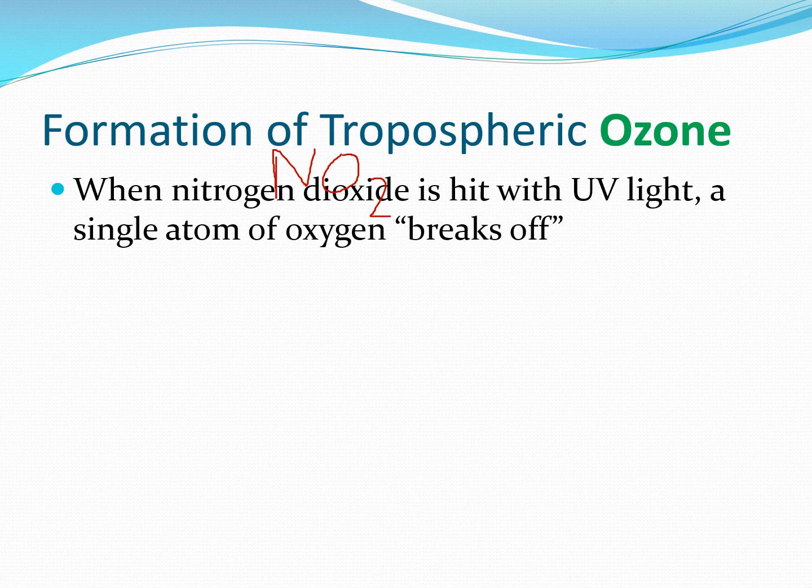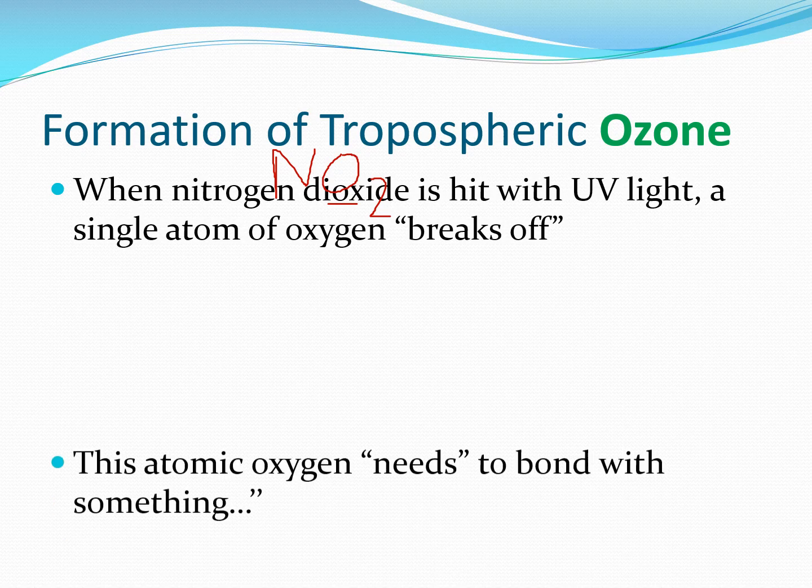Well, the sunlight hits it, and the sun generates UV light, and UV light is a molecule buster. It breaks apart molecules, busts apart bonds. So when the UV light hits the nitrogen dioxide, a single atom of oxygen breaks off because it's NO2. So one of those oxygen atoms busts off.